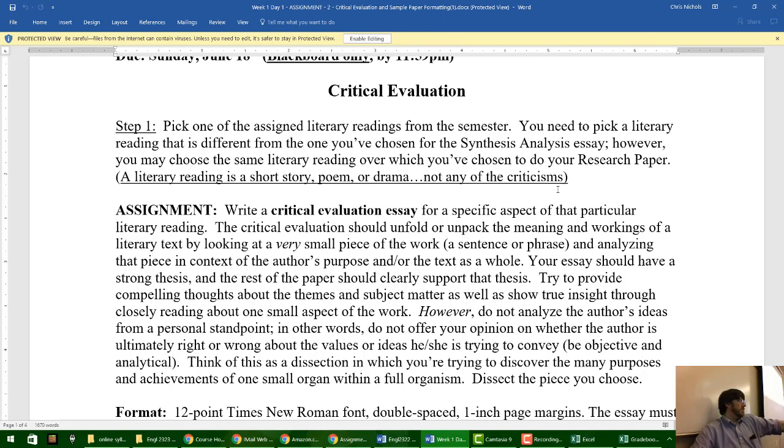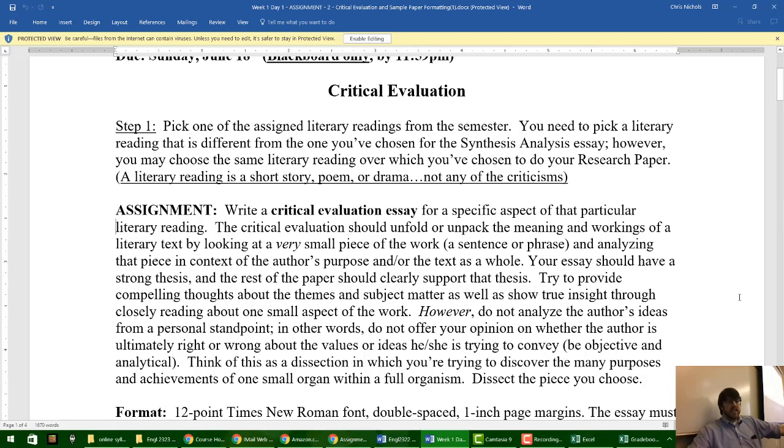Whereas the synthesis analysis, you don't really have to have a thesis because you're saying various things you found interesting. You don't have to have a cohesive thesis. I want you to try to provide compelling thoughts about the themes and subject matter, as well as show true insight through closely reading about one small aspect of the work. So whereas a synthesis analysis essay, you could talk about anything in the work and talk about the whole thing, this one I want you talking about a very, very tiny piece of it and breaking that tiny piece down into what it means and why it's there.